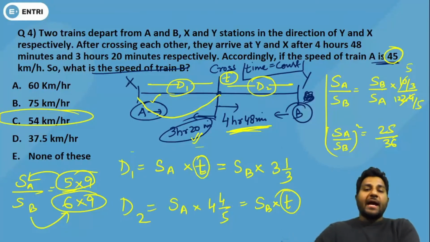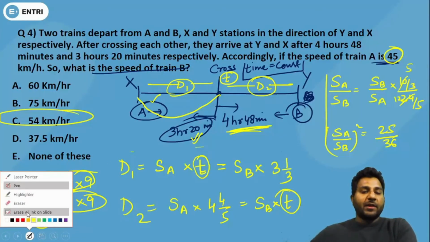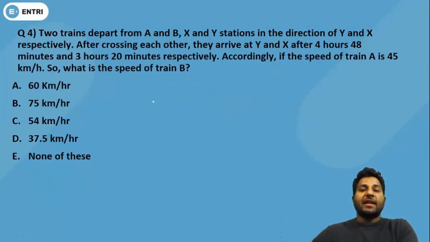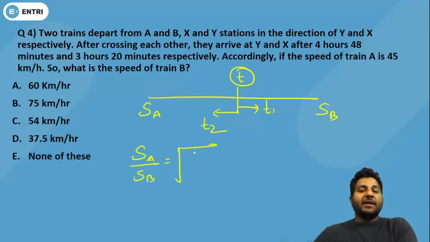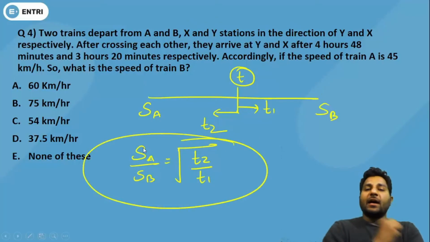So you don't have to solve the whole question. Just remember the trick. Whenever you get a question like this, what will you do? Let's say that after crossing each other, each train takes T1 and T2 respective time, and their speeds are given as SA and SB. So what will you do? You take the ratio of speed A to speed B, and make it the inverse of their times in the square root, and you will get the answer.